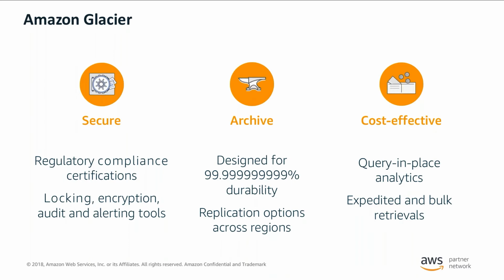So next, let's look at Amazon Glacier. Glacier is the most cost-effective way to store data for archive and long-term backup. It's ideal for active archive, tape replacement, and regulatory compliance use cases. Glacier is built on the same highly durable infrastructure as S3, but with a focus on long-term archival use cases.